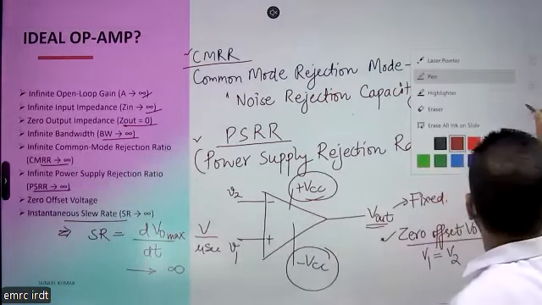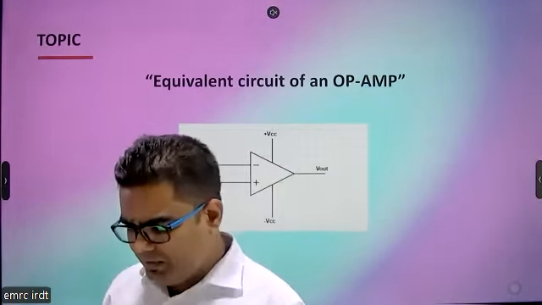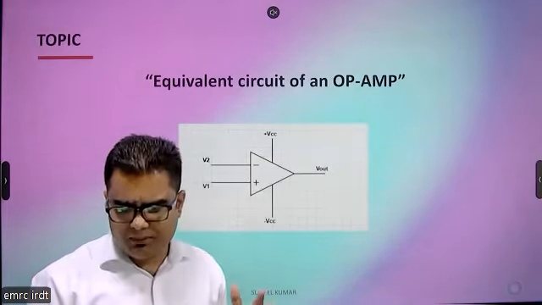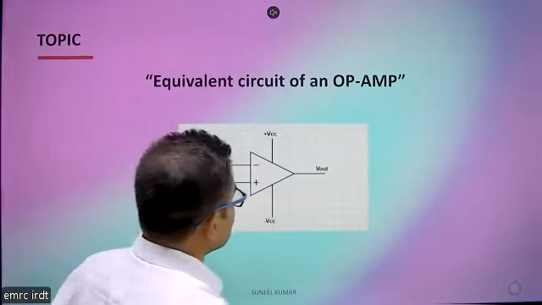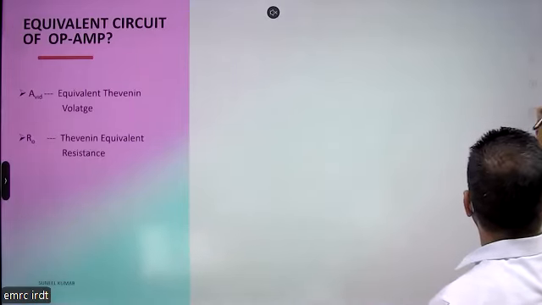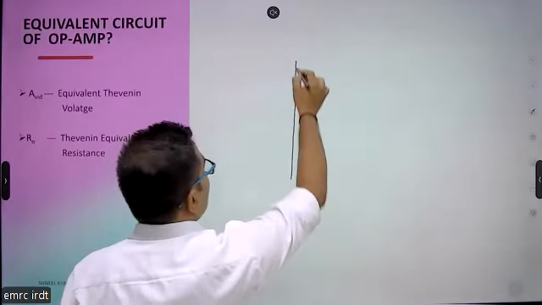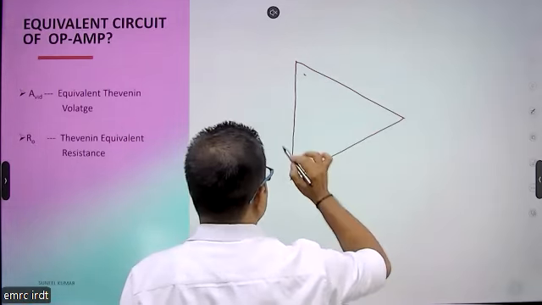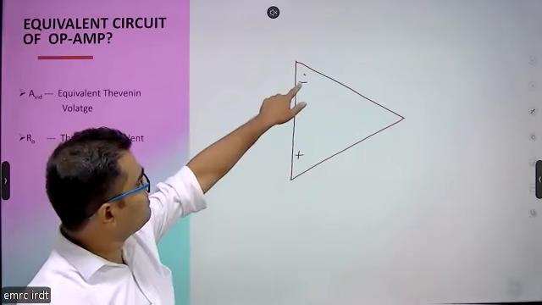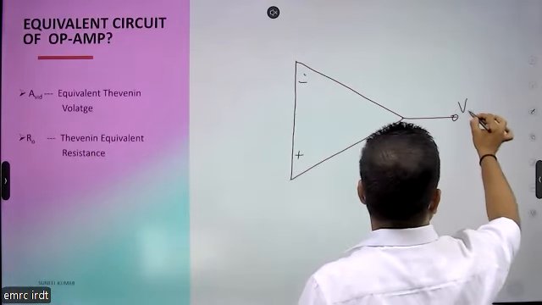So now we are moving further. We have the equivalent circuit of an operational amplifier. This is also a very important topic to understand, that is, how we can represent an operational amplifier as an equivalent circuit. Here we have the symbol of the op amp. This is the inverting terminal and this one is the non-inverting terminal. Why we write minus and plus, we will discuss later. And then this is the output terminal, V output.